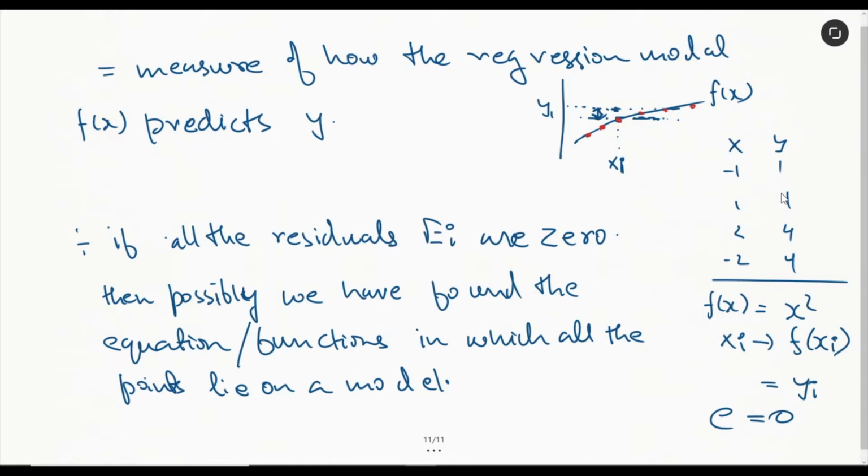Like for example, if I was drawing this blue line as a function of x, f of x, and what if the points, these red dots, are exactly lying on this function or the model? Then in that case all the residuals are going to be 0, and we have actually found the exact function for that data provided. So let's talk about linear regression.